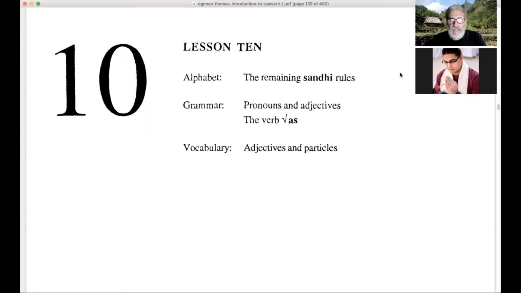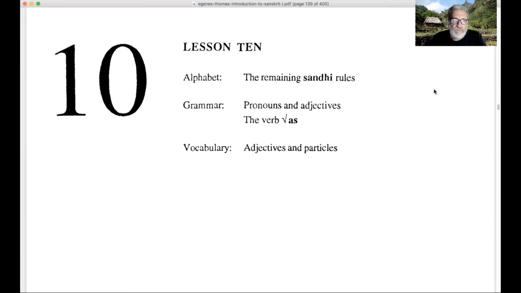So we're continuing on with beginning Sanskrit. We're following the text of Thomas Egenes, and we're in part 1. We're about to do lesson 10. In lesson 10, we have a little bit more Sandhi, some more Sandhi rules to do, and he's going to introduce some pronouns and adjectives.